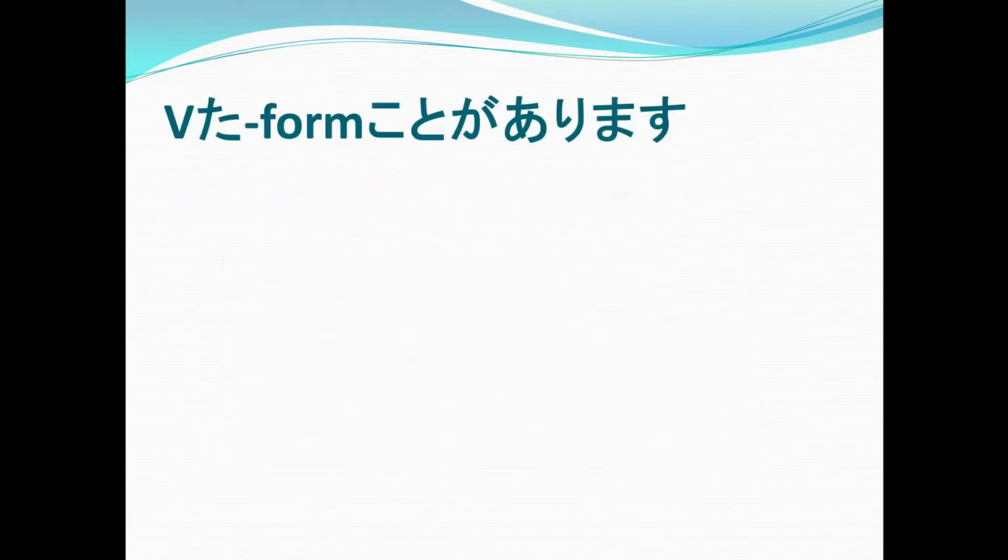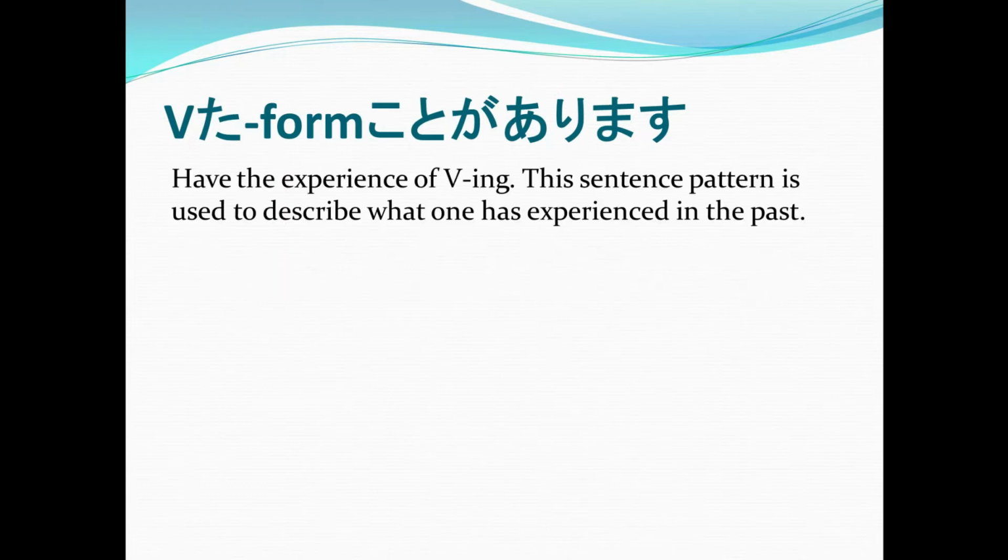So the first sentence pattern that uses the verb ta form is verb ta form koto ga arimasu. Again, verb ta form koto ga arimasu. This means to have the experience of verb-ing. This sentence pattern is used to describe what one has experienced in the past. Take a look at this example.